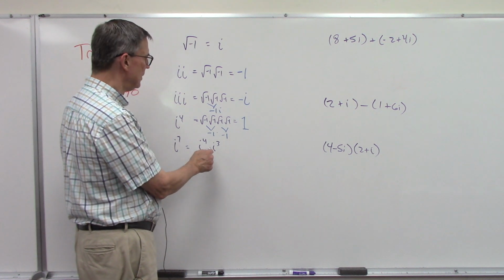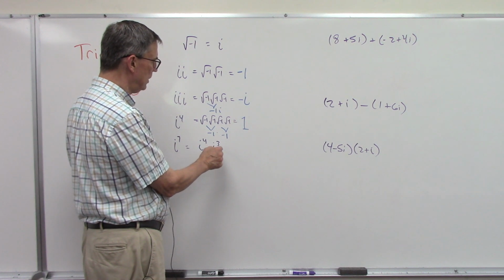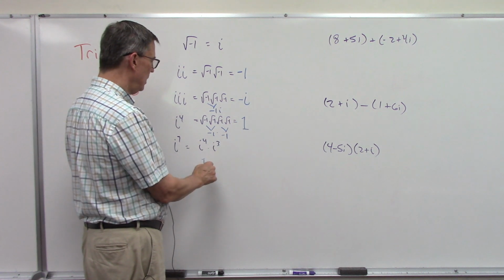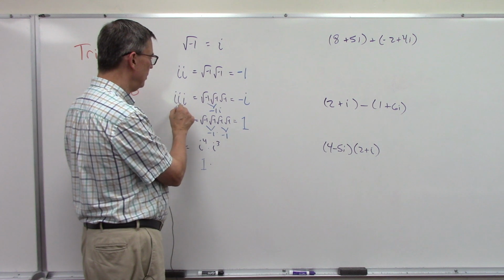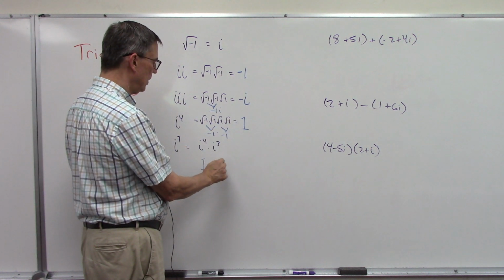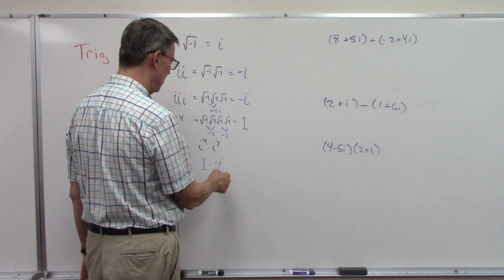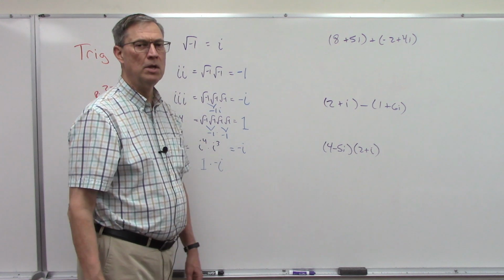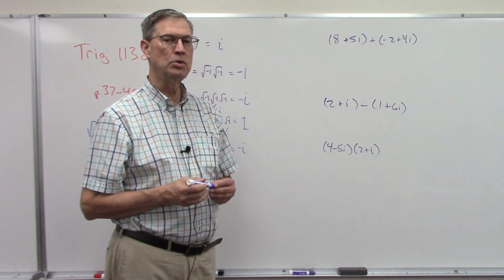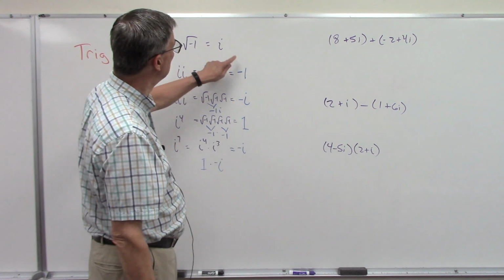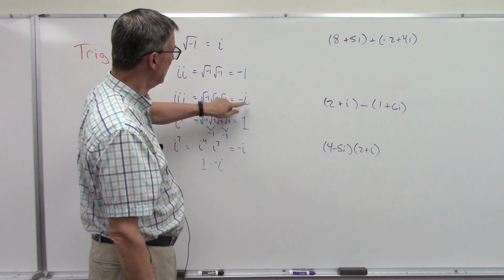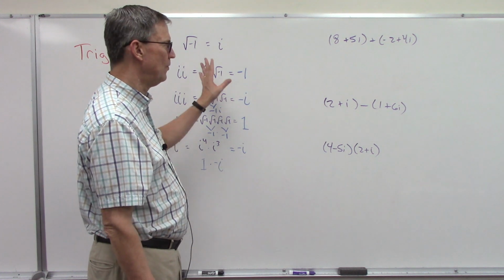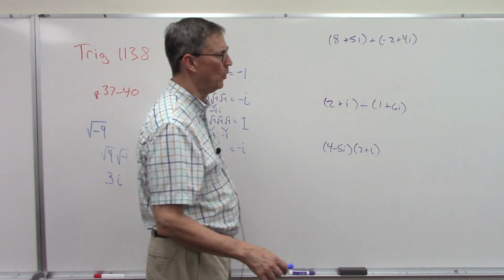i to the 4th times i to the 3rd, well, 4 plus 3 is 7. i to the 4th, we can see that's just +1. So 1 times, what is i to the 3rd? -i. So 1 times -i is just -i. So this whole thing would become -i. So the pattern points out that i raised to any power actually simplifies to either being i, -1, -i, or +1. Those are the only options, okay? So that will simplify a good bit of work for you.